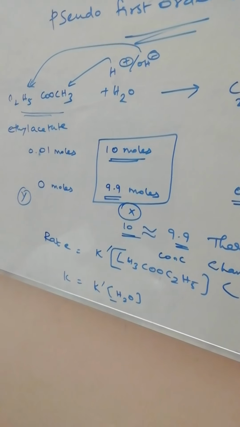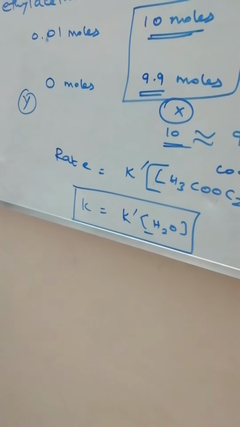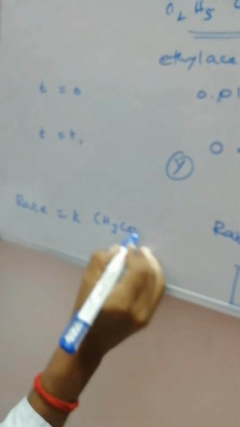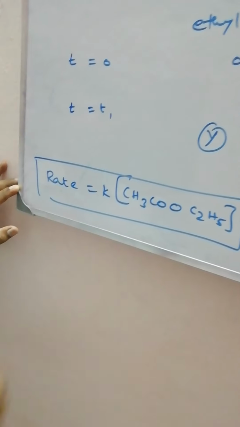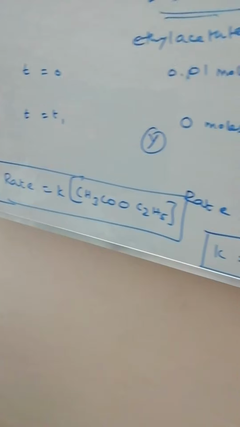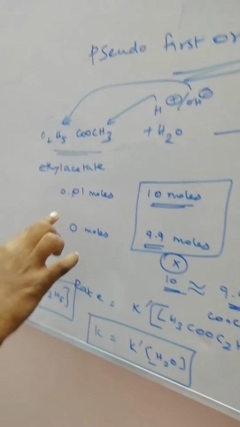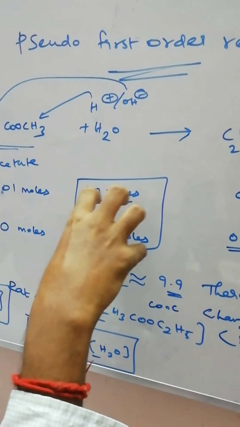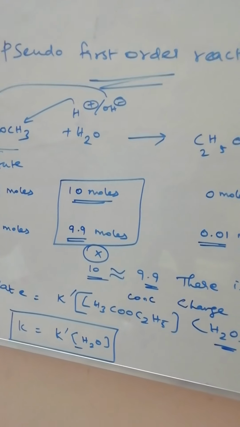That's why it is a pseudo first order reaction. K is equal to K prime [H2O], right? Then we adjust the equation. Rate is equal to K into [CH3COOC2H5]. This is the rate equation for ethyl acetate, the rate equation for the pseudo first order reaction, meaning false first order reaction. When you look at the reaction, both are consumed, but there is no significant change in the concentration of water. Therefore, water is considered a constant. That's why it is a pseudo first order reaction.